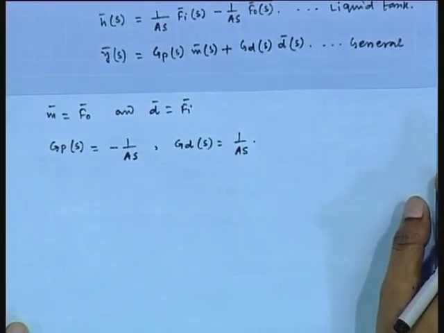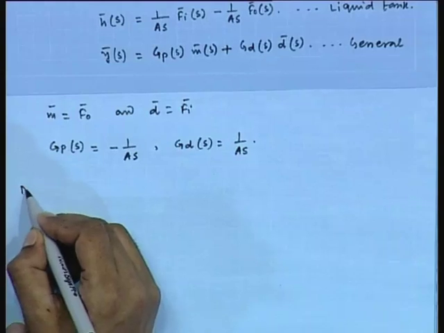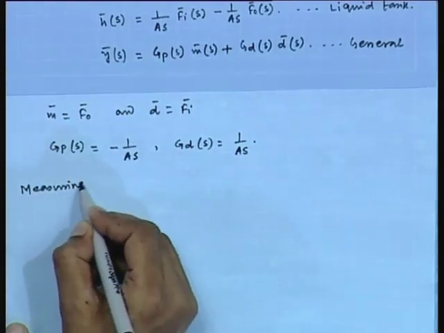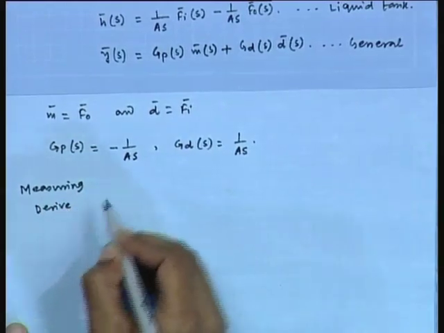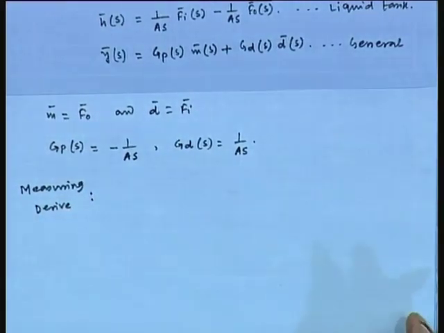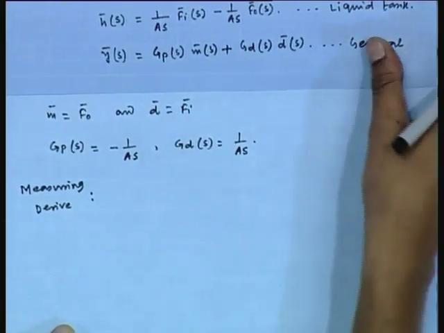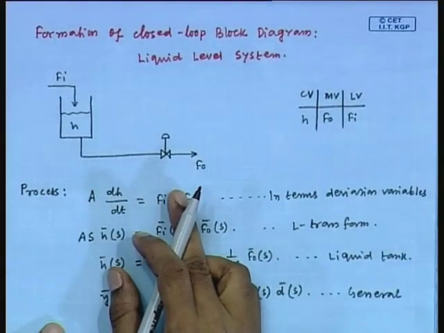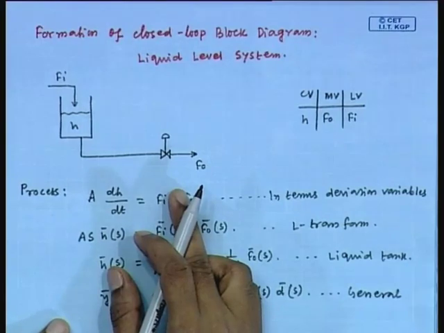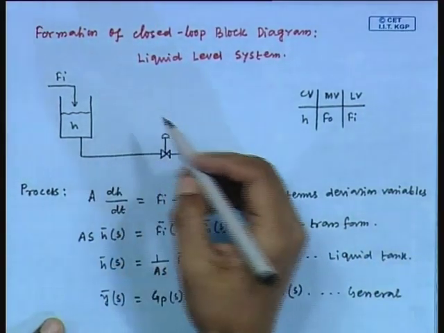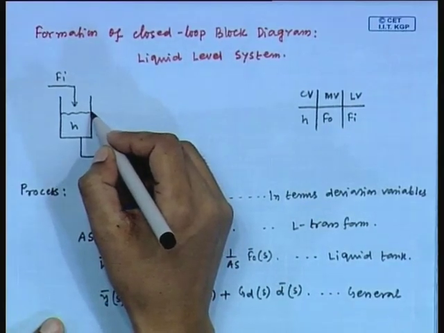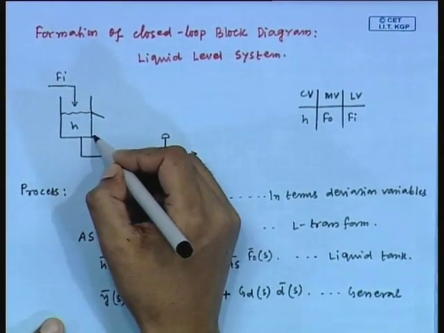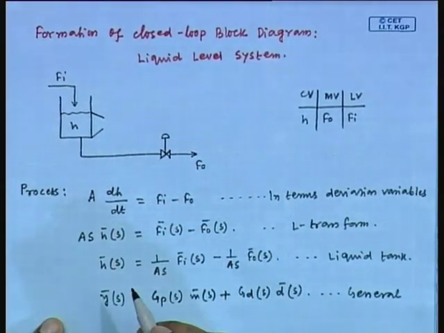Now, what about the next element? I mean, what is the next element? Next element is the measuring device. So, we will consider the measuring device for finding the transfer function. Here, in this liquid level system, first we can configure the control scheme. If we configure the control scheme, then we need the final control element. Sorry, first we need the measuring device.